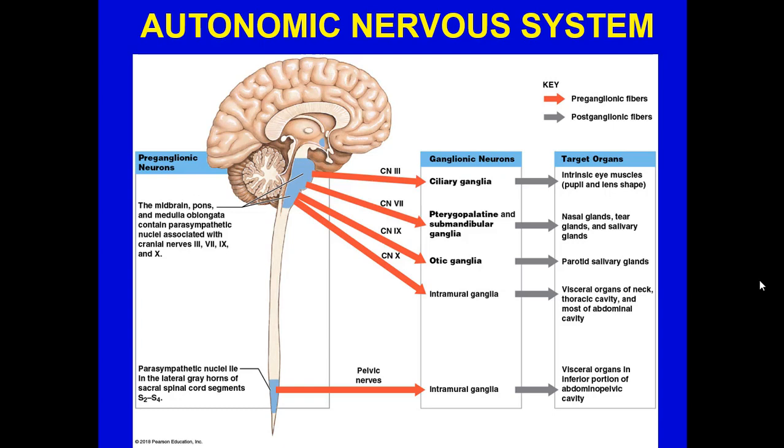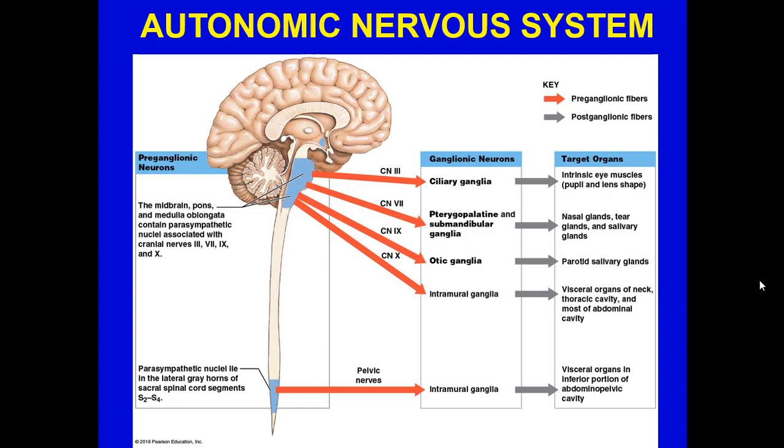Finally, cranial nerve number 10. This is the one that reaches farthest. It's the vagus nerve, and this is going to synapse with intramural ganglia. These, in other words, are short distance ganglia. You have very long preganglionic axons that stretch out. These ganglia are very close to the visceral organs of the neck, thoracic cavity, and most of the abdominal cavity. So a lot of the organs in the thoracic cavity, heart, lungs, and abdominal cavity, stomach, small intestine, large intestine, liver, gallbladder, pancreas, things like that.